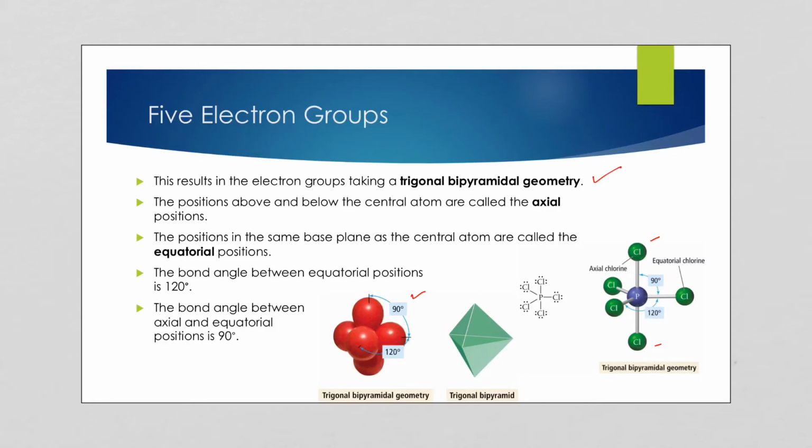So we have 2 distinct types of bond angles here. We have 120 degree angles within our trigonal plane and 90s between the equatorial and our trigonal plane. So that's kind of a unique structure because it has 2 unique bonding positions, right? We have axial and equatorial.